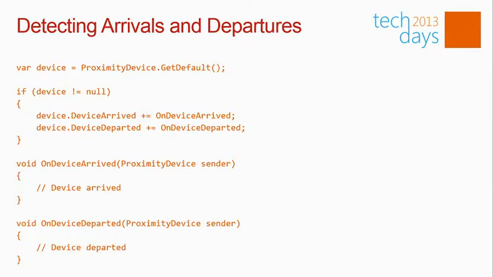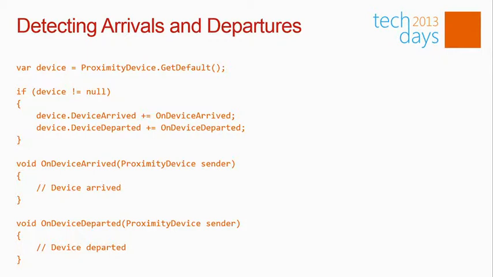If it's not null, however, then I can register for a pair of events named DeviceArrived and DeviceDeparted. And now, when another NFC device approaches mine and gets within proximity, within that 3 to 4 centimeter range, I will see that DeviceArrived event fire. And if I want, I can now talk to that other device. Also, when that device is pulled away, I will see a DeviceDeparted event fire.